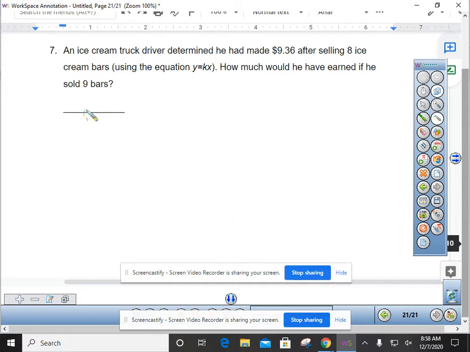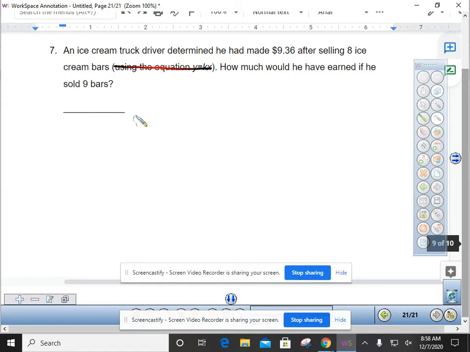So I want to start here. Your base is always going to be to write a proportion if you don't know what to do. An ice cream truck driver determined he had made $9.36 after selling 8 ice cream bars. Using the equation y equals k times x, how much would he have earned if he sold 9 bars? You do not have to do this. I believe I've told you that. You can always write a proportion.